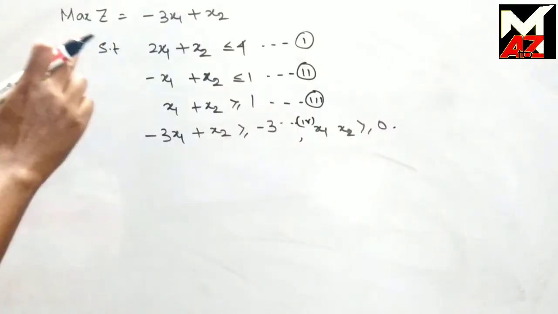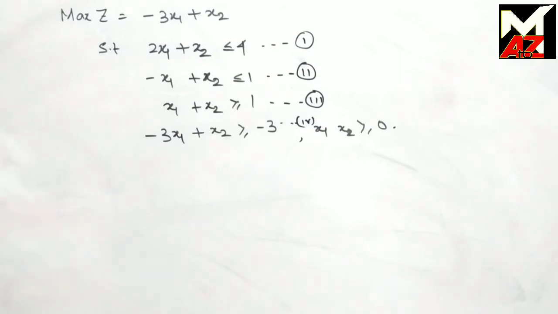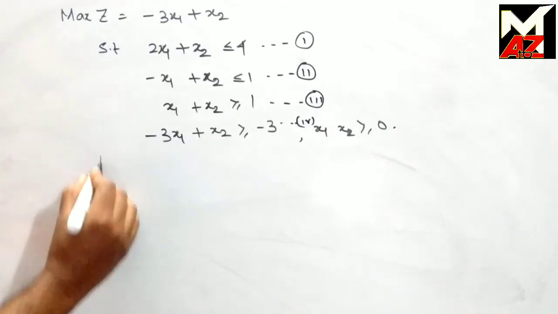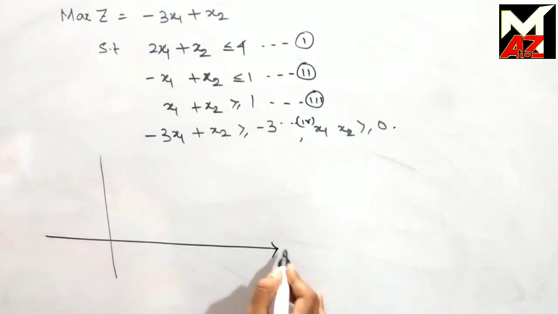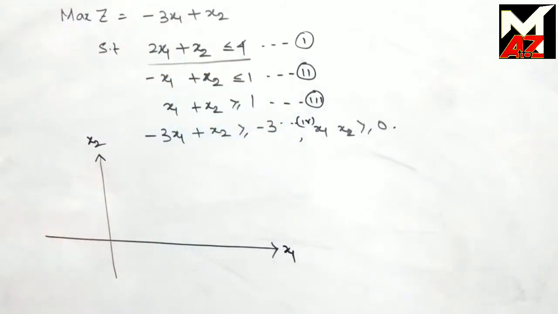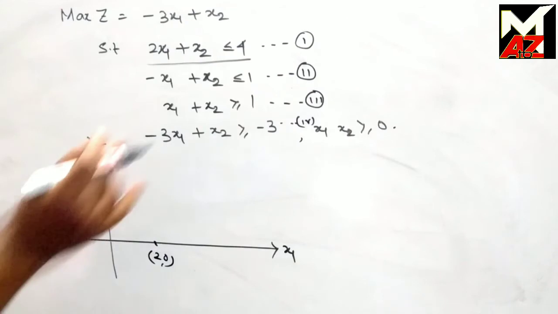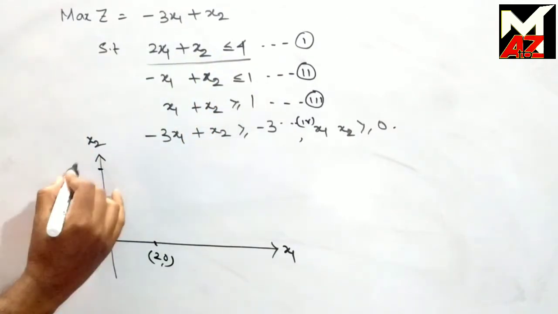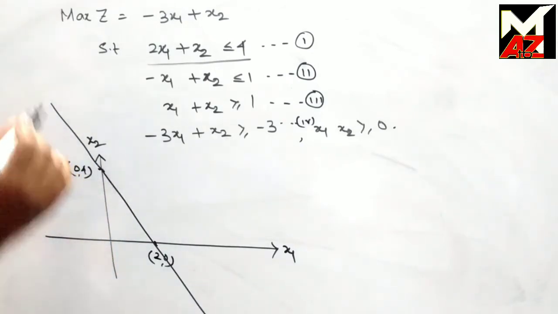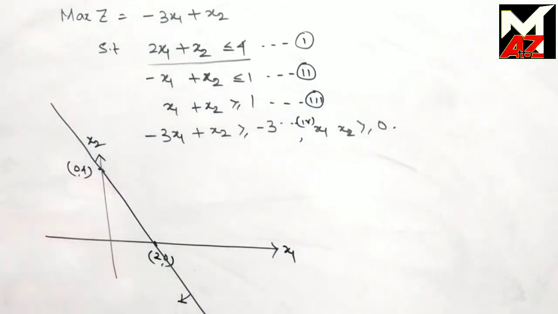We draw all the straight lines and indicate the feasible region. This is the x1 axis, this is the x2 axis. The first straight line has x1 intercept 2 units, (2, 0), and on the x2 side this is 4 units, (0, 4), and the straight line is like this, and the region is along the origin. This is the first straight line.